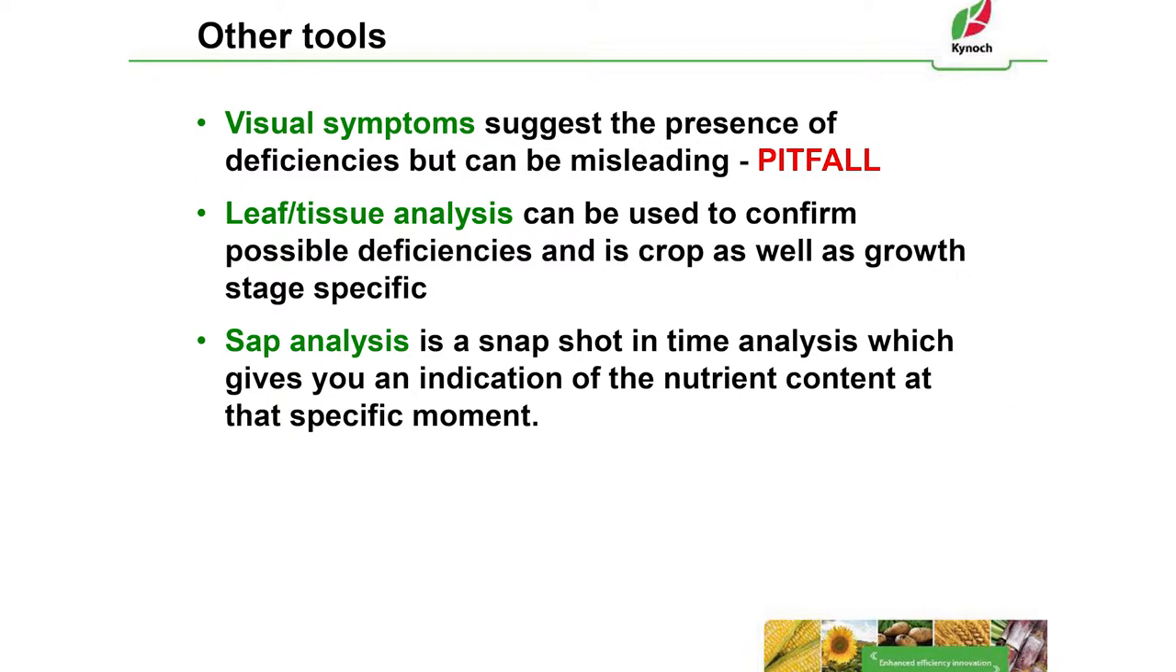We can also use sap analysis. It's a snapshot in time which gives you an indication of the nutrient content at that specific moment. You can take a sap sample now, day one, and you can take a sap sample tomorrow and it will be different. So you must take a few samples in series and look at the trend. One must be very careful when you interpret sap samples. Use the trend rather than the exact value.